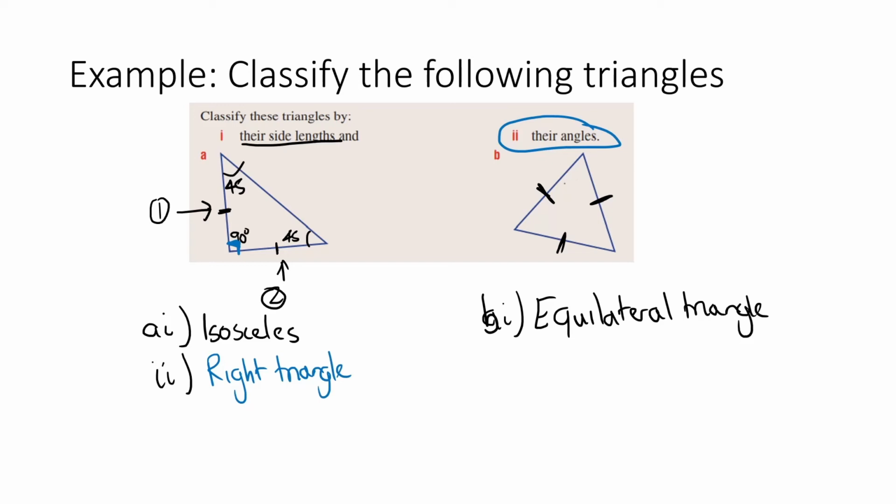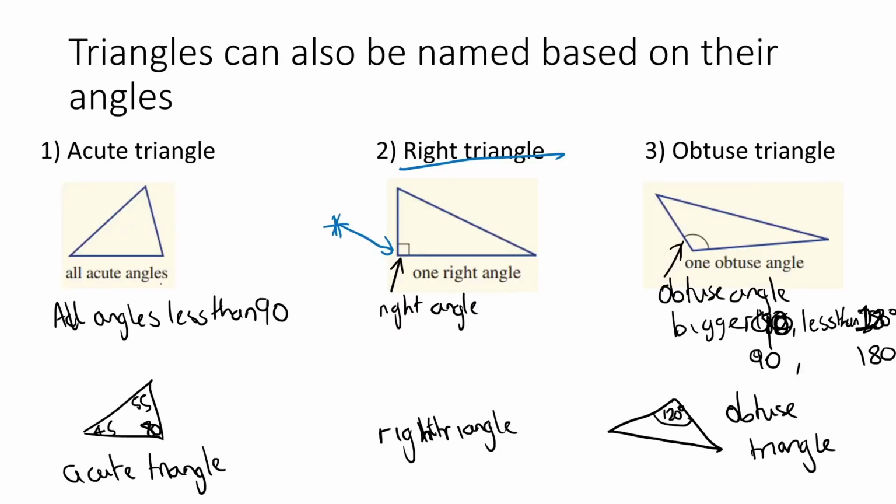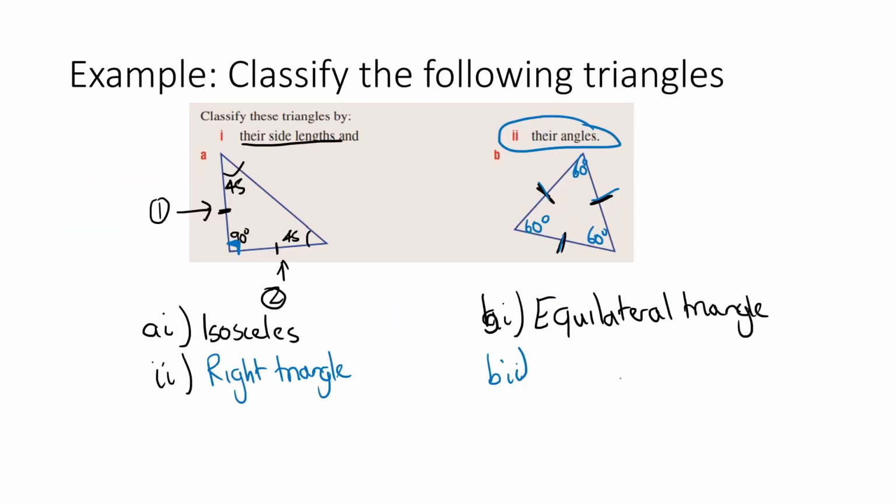Second one, remember all the sides are the same, so all the angles inside need to be 60 degrees. So then which triangle is all the angles less than 90? The acute triangle. So we'll call this triangle the acute triangle, because all the angles are smaller than 90.